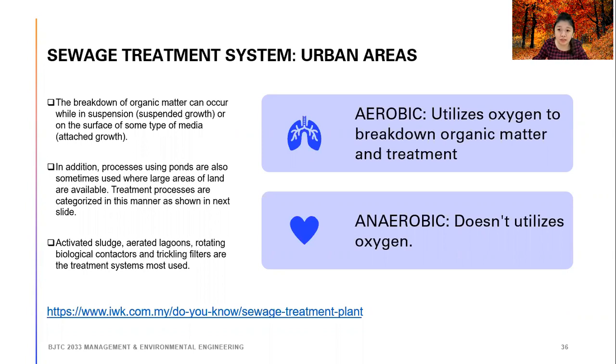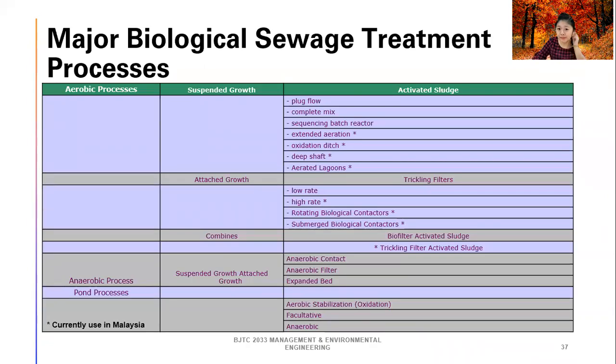So I'm not going to tell you in detail because for me it's a bit complicated and you might get confused. For me, I just want you guys to learn what wastewater treatment is, and what wastewater is, and how we categorize it as wastewater. Okay, so for those systems, if you would like to know more, you can go to the link that I provided to you. It's on the IWK website, you can check it. Okay, you can go and search by yourself. All right. Okay, so this is the major biological sewage treatment process that we have, and those highlighted are those that we currently use in Malaysia.